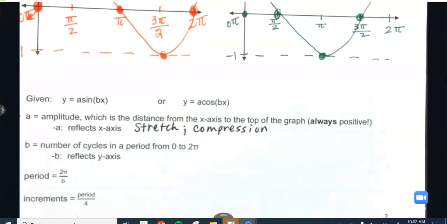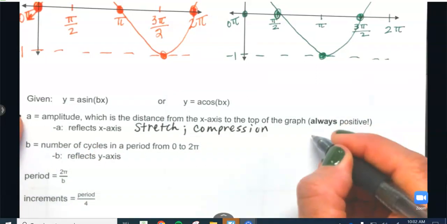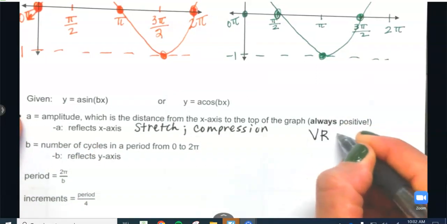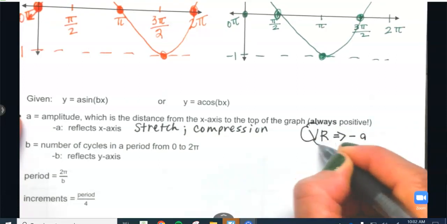If it's negative, y'all, it's not an amplitude. If it's negative, it just tells me it's a vertical reflection. And I'm just going to use VR for negative a values, vertical reflection.